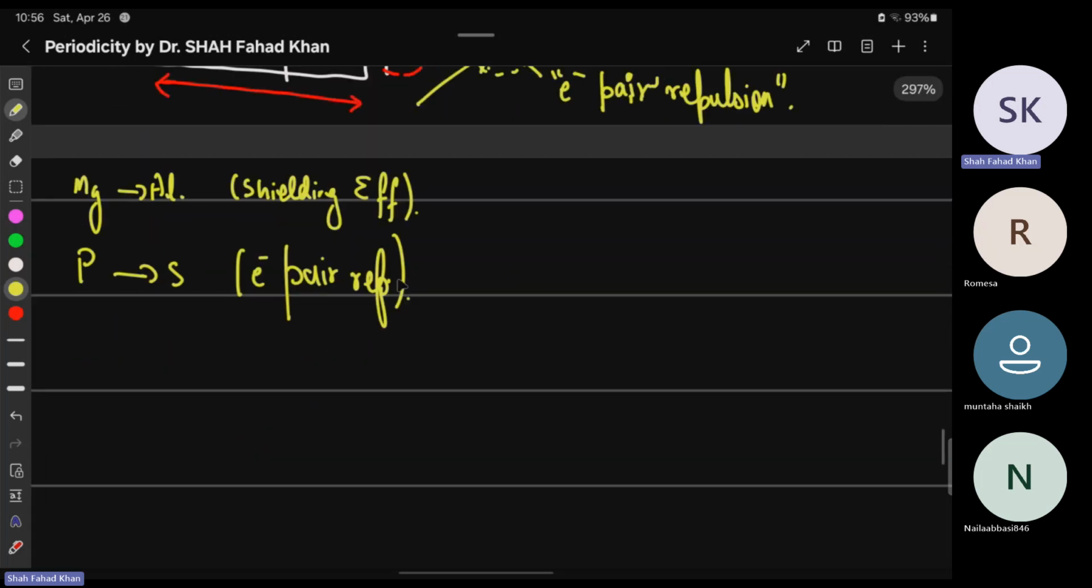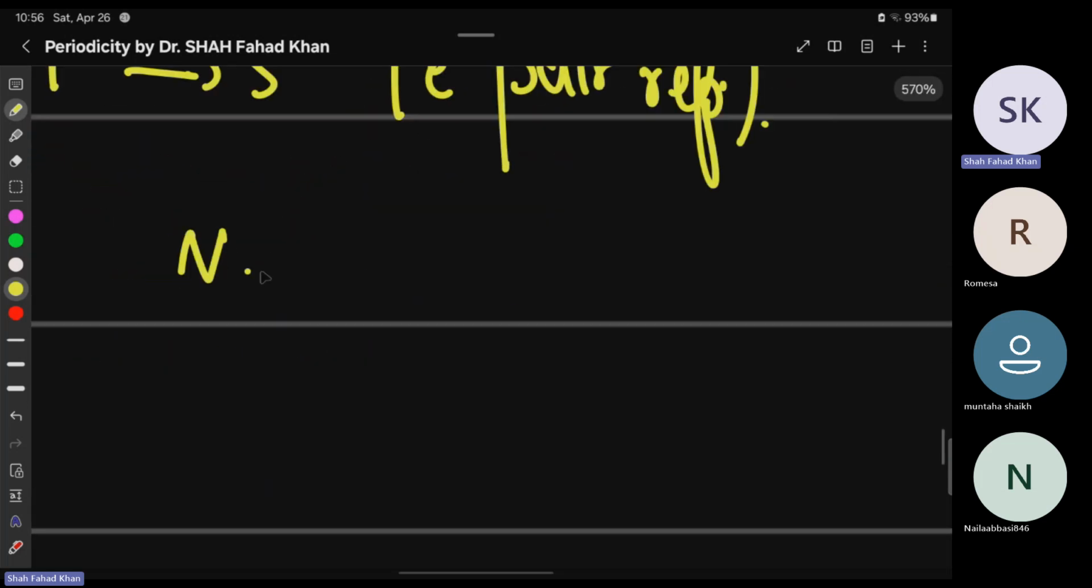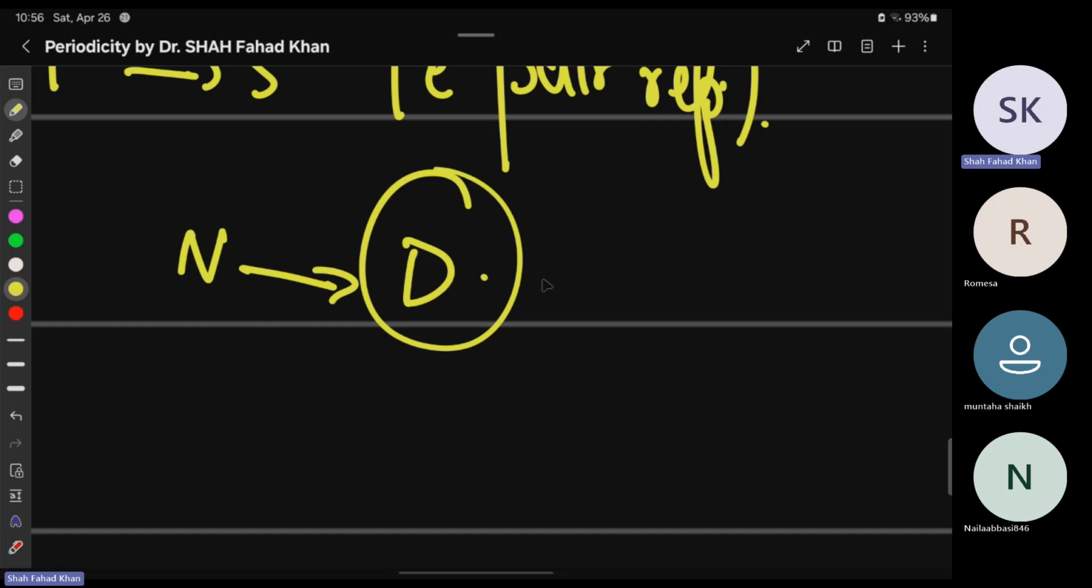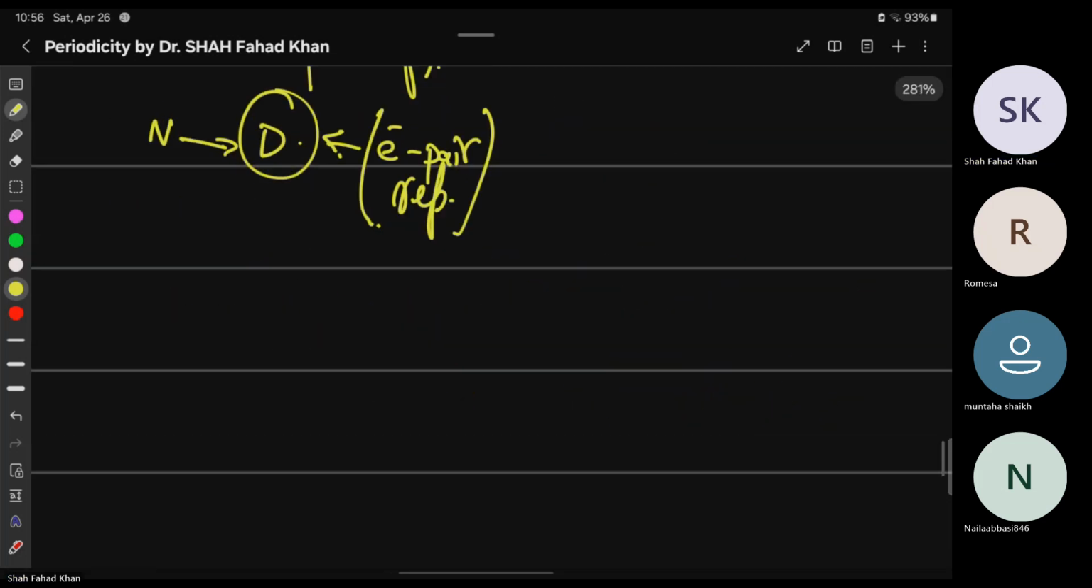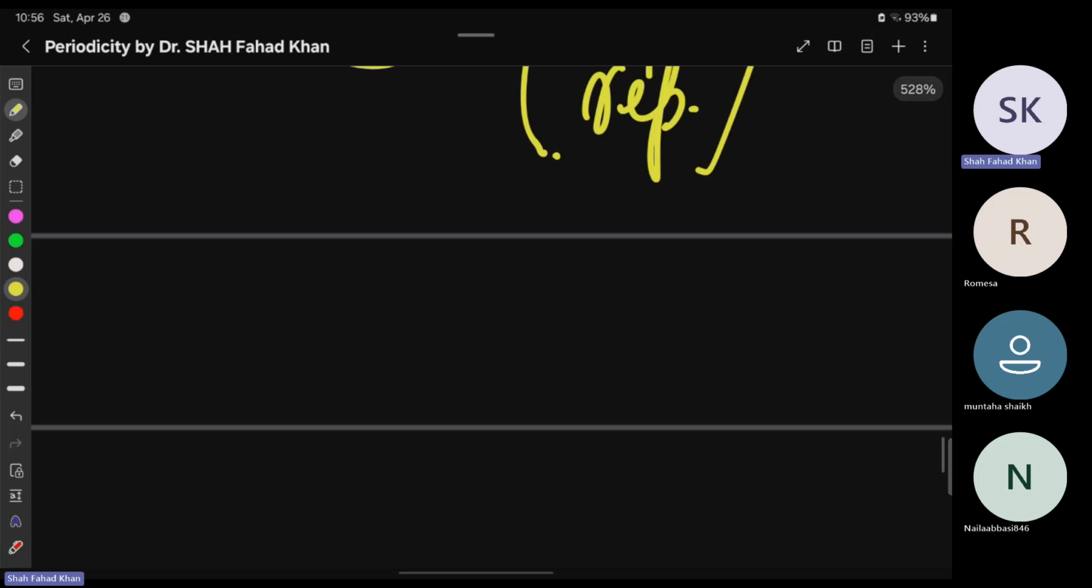If you draw out the electronic configurations from nitrogen to oxygen, oxygen also has a pair of electrons, due to which it experiences electron pair repulsion. And because it experiences electron pair repulsion, lesser energy is needed to remove that electron. With this, we've completed the variation across and down the group, and across a period, of ionization energy. Next, we need to study electron affinity.